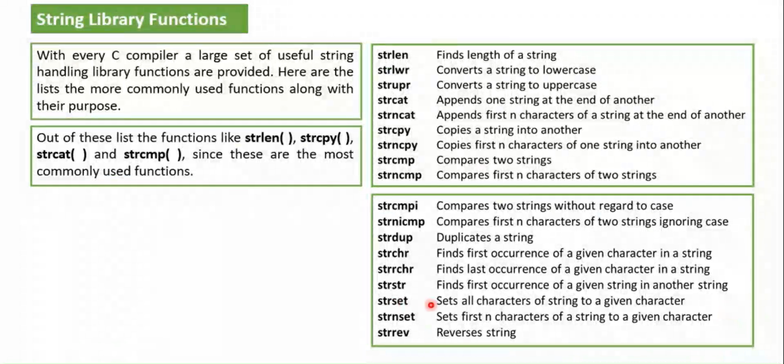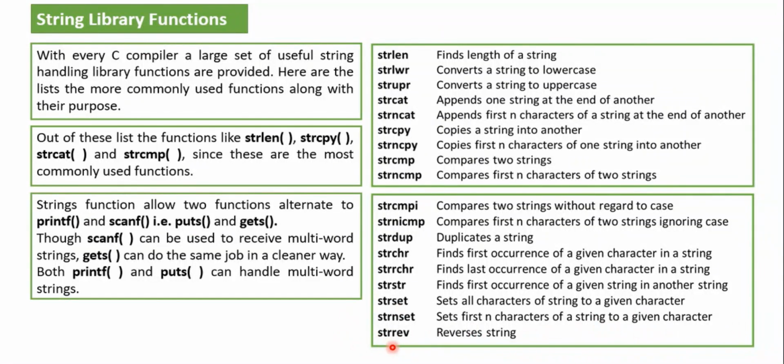strset sets all characters of a string to a given character. strnset sets the first n characters of a string to a given character, and strrev just reverses the string. String functions also allow two alternatives to printf and scanf, that is puts and gets. Though scanf can be used to receive multi-word strings, gets can do the same job in a cleaner way. Both printf and puts can handle multi-word strings. That's all for the overview of strings.